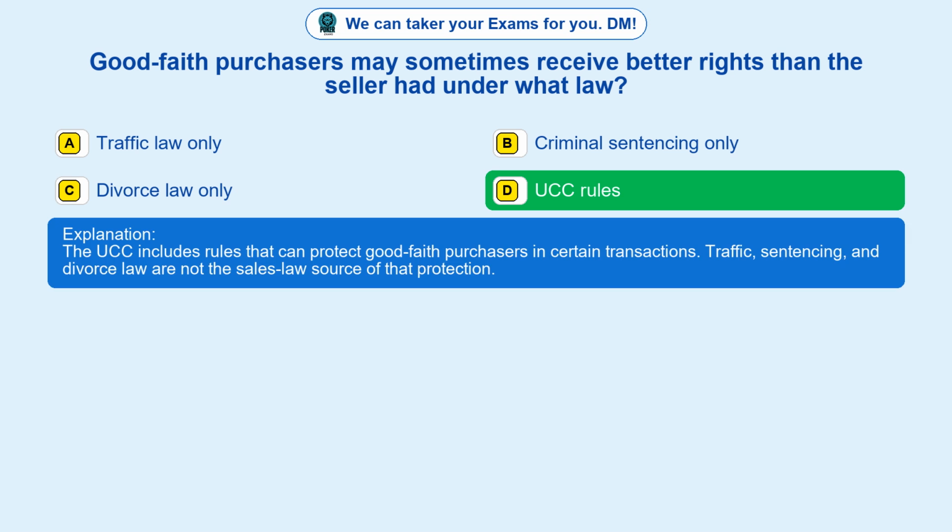The UCC includes rules that can protect good faith purchasers in certain transactions. Traffic, sentencing, and divorce law are not the sales law source of that protection.